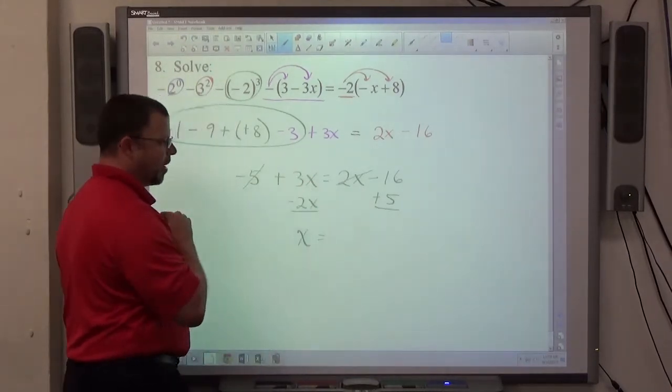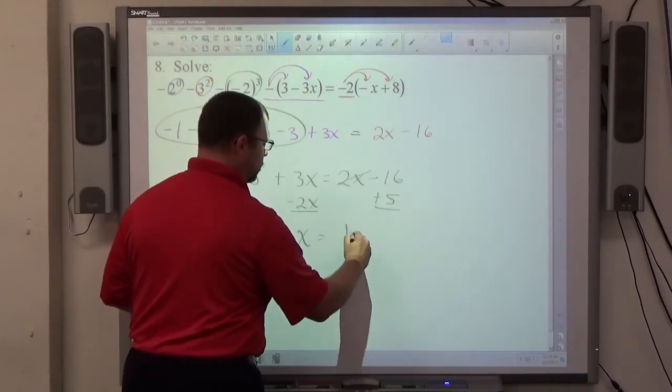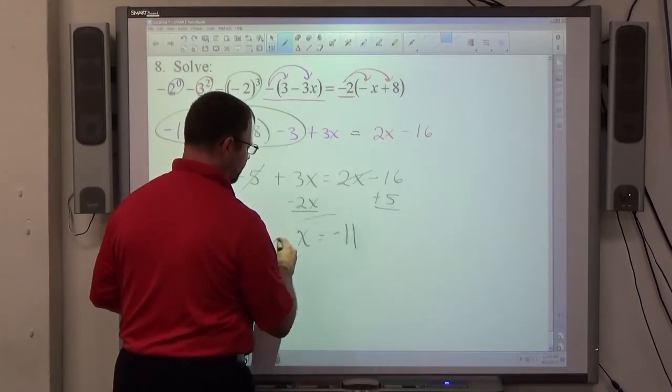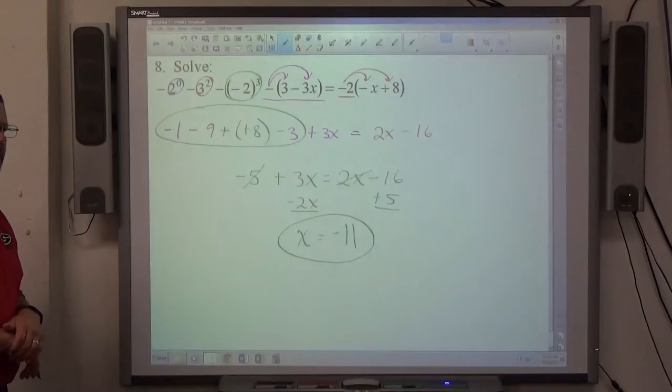3 is bigger, so it's positive. These are opposite signs, so I subtract. 16 is bigger, so it's negative. So x equals negative 11 is the answer to that.